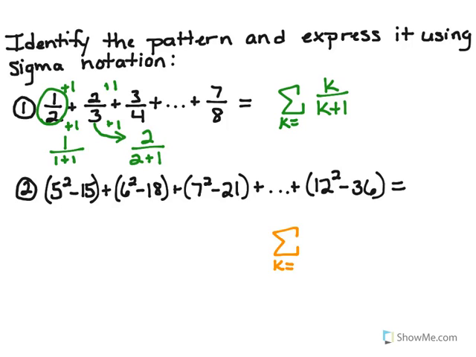Now, what number should I start at? The first number was 1/2, so to get 1/2 out of this expression, I need to start with k equals 1. The last number I have is 7/8, meaning I can have the top go as high as 7.